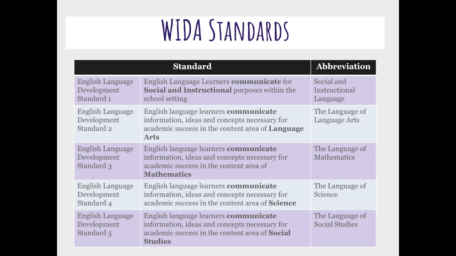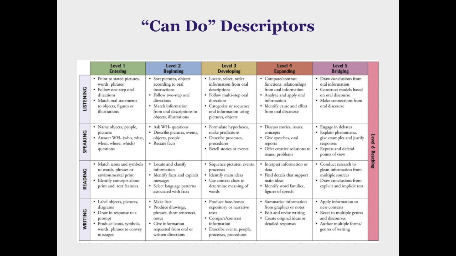WIDA standards are divided into 5 categories of English language development. Think about your students' communication skills as you are teaching them, or just having a social conversation with them. Also, observe students' interactions with peers. The can-do descriptors are divided into listening, speaking, reading, and writing with levels 1 to 6. Think of these as I can statements that you want your students to master.